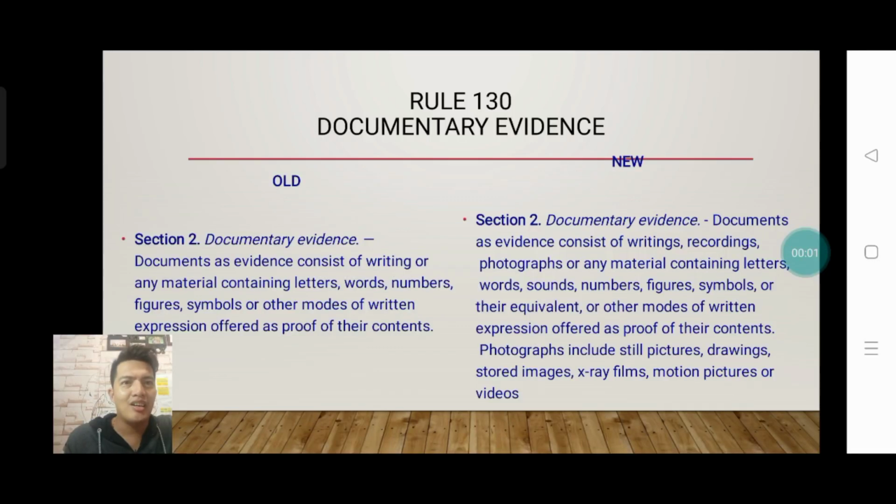Rule 130 on the rules on evidence. Let us distinguish between the old rules and the new rules on evidence. As what we have observed, there are a lot of insertions.